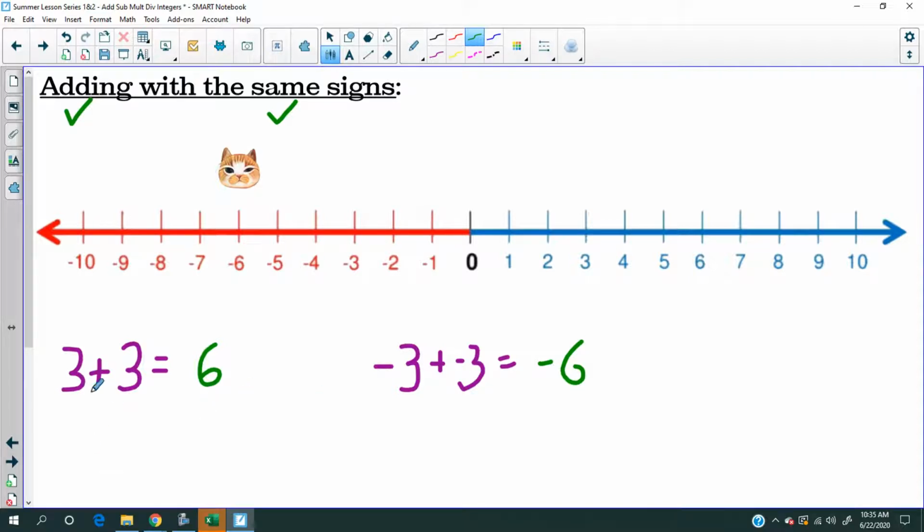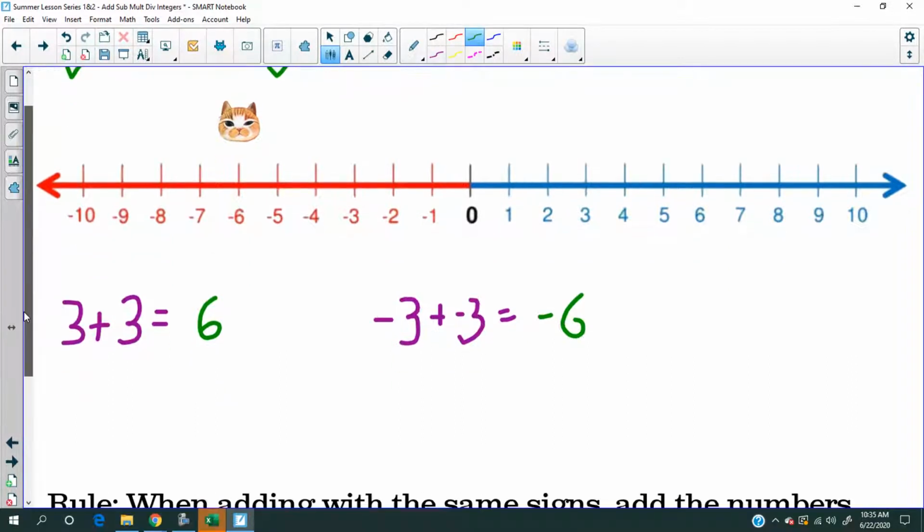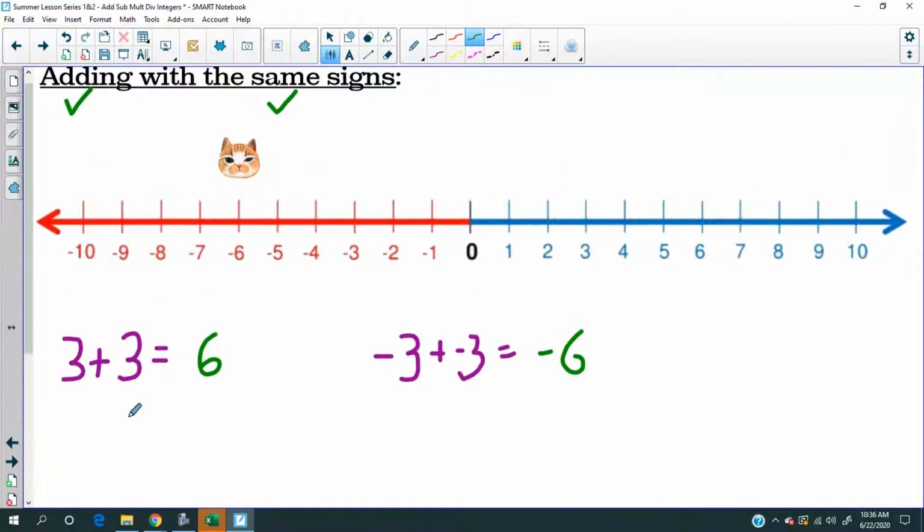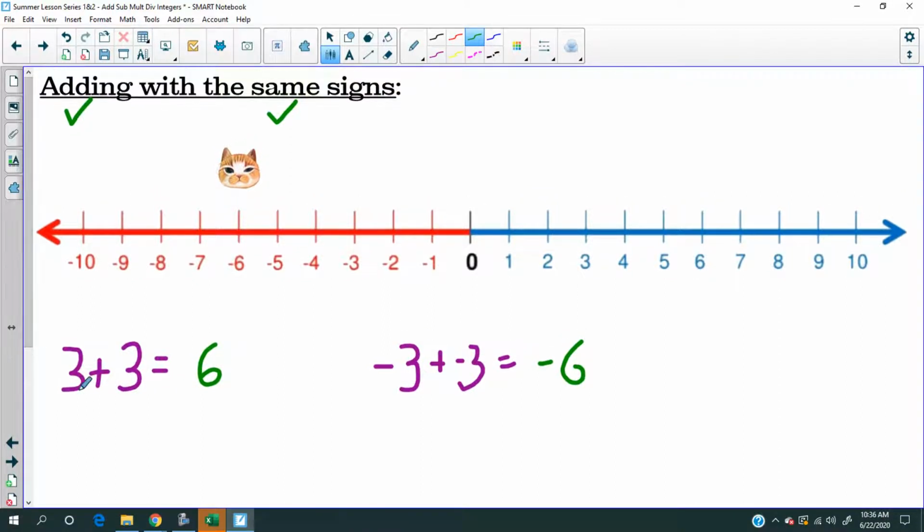So watch this, right? So let's say we ignore this, right? What's the rule then? Okay? So notice how like 3 plus 3, right? Positive 3 plus positive 3 is positive 6. Whereas negative 3 plus negative 3 is negative 6, right? So what's the rule here?